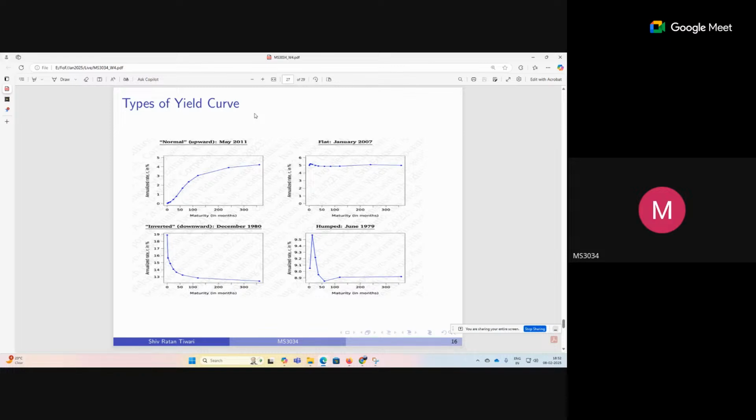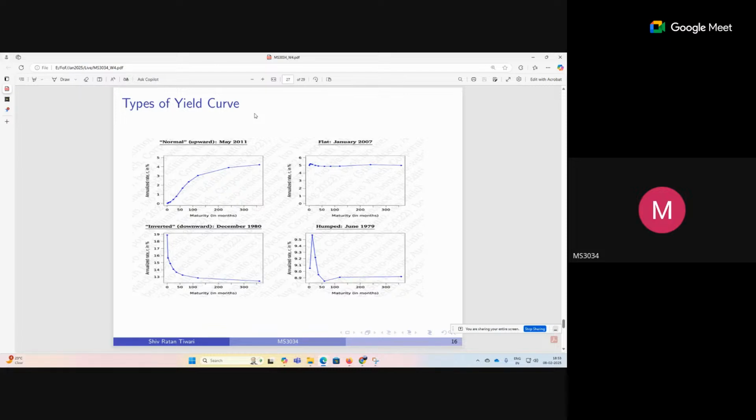For example, recently, during the time of the US elections, starting from October 2024 to January 2025, you should have a look at the 3-month treasury bill versus the 10-year US government bond. Then look at how these rates are changing.